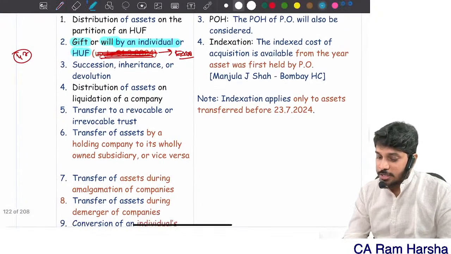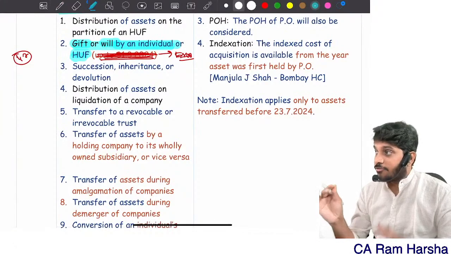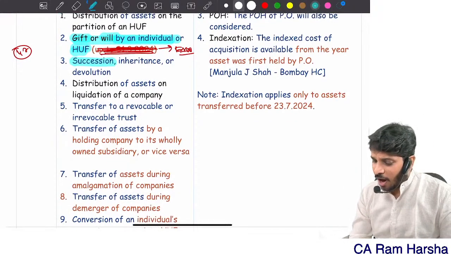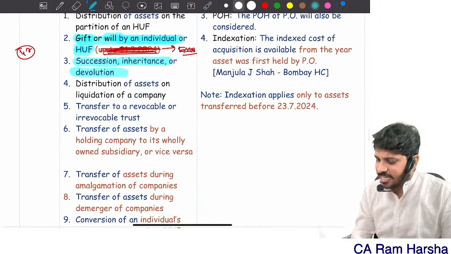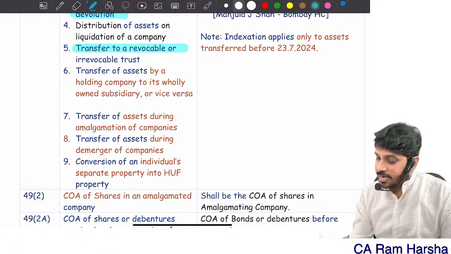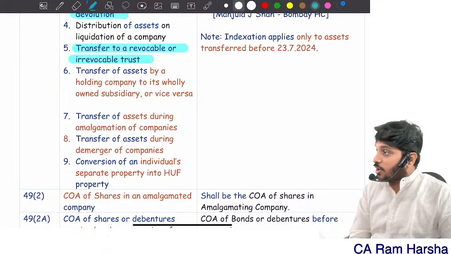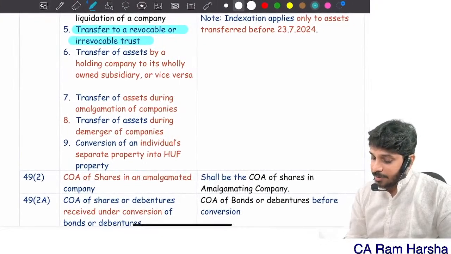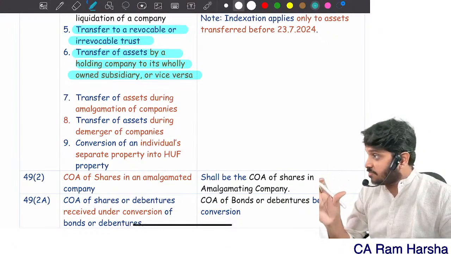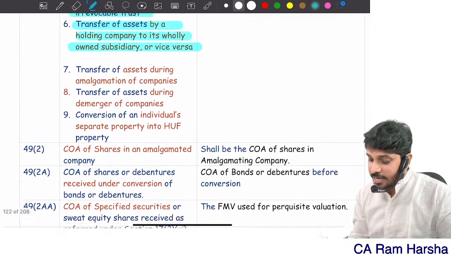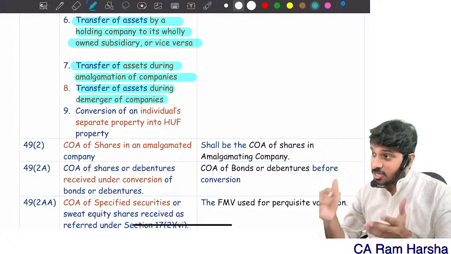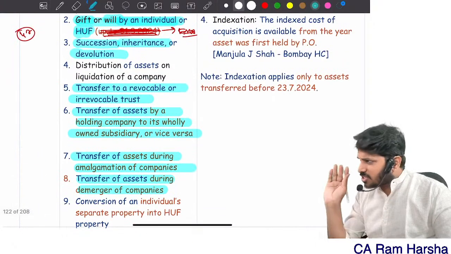Suppose I received a capital asset by gift or will from an individual or HUF. Or I got this asset in succession, inheritance, devolution. I got this asset on account of distribution, also not required. I got an asset on account of transfer to a revocable or irrevocable trust. I got this asset as a transfer between subsidiary company and holding company, 100% between them, provided the transfer company is an Indian company. Transfer of assets between amalgamation, transfer of assets between demerged company and resulting company.